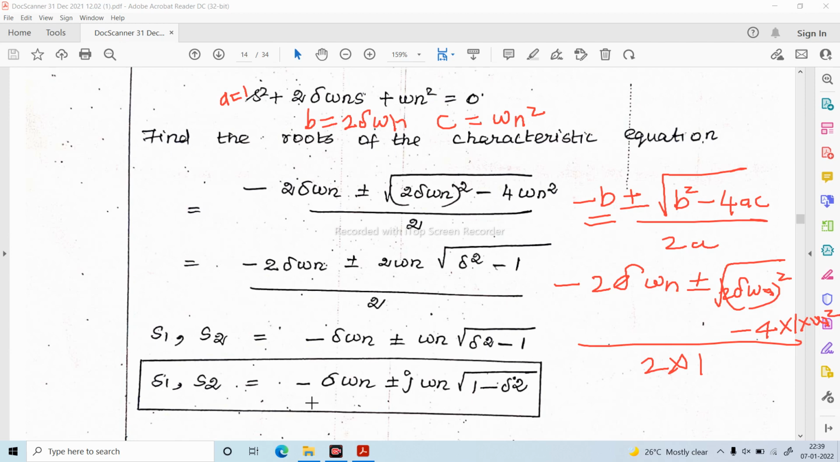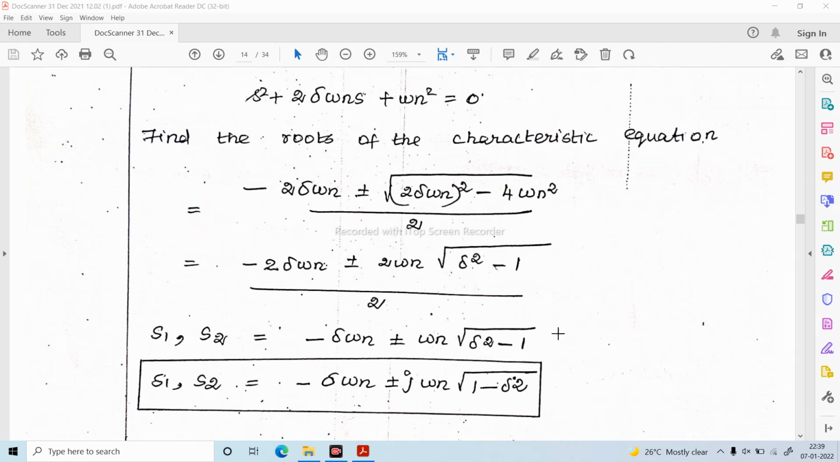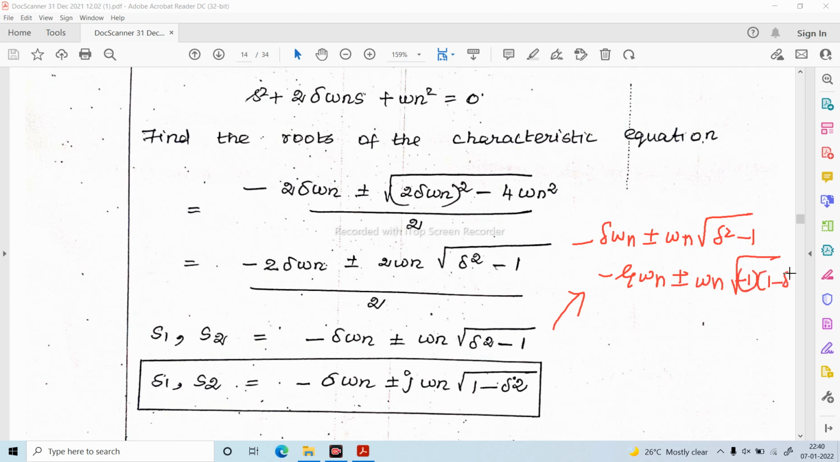How can I rewrite this equation using the complex number? s1, s2 equal to minus delta omega n. I have to take the square root of minus 1 outside. So how can I take the minus 1 outside? See here, from this equation, minus delta omega n plus or minus omega n square root of delta square minus 1. So minus delta omega n plus or minus omega n, I have to take minus 1 outside, so 1 minus delta square.